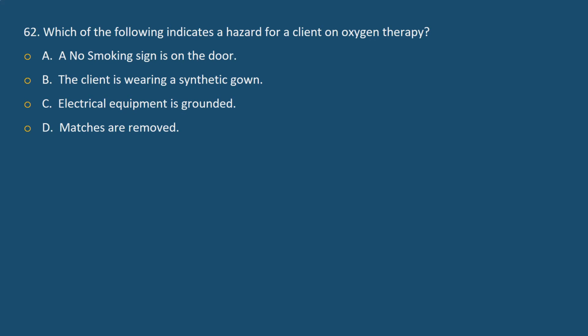Question 62. Which of the following indicates a hazard for a client on oxygen therapy? A. No smoking sign is on the door. B. The client is wearing a synthetic gown. C. Electrical equipment is grounded. D. Matches are removed.